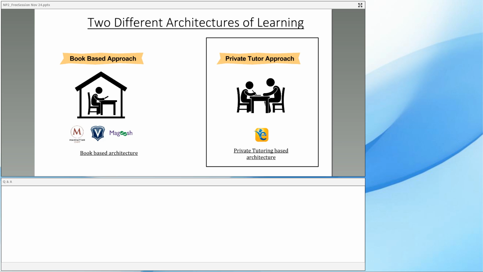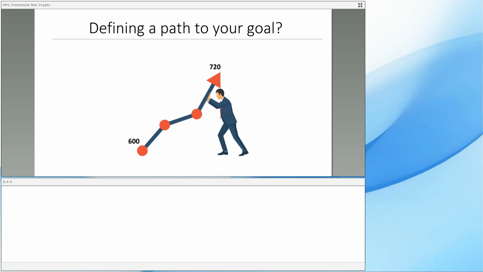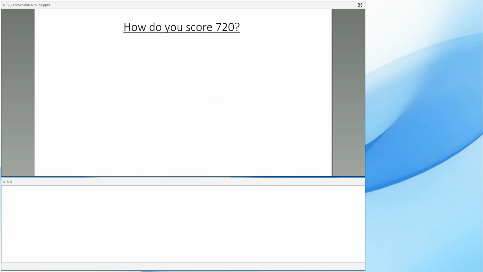Let's see, why do we say that we are built around this private tutor-based approach, whereas most of the other courses are built around that book-based architecture. Let's take an example of a student who has to go from that 600 to that 720 score. So how do you get to that 720 score?